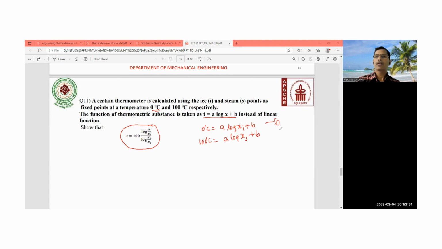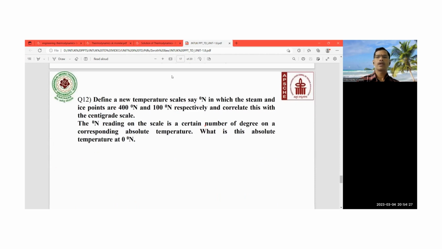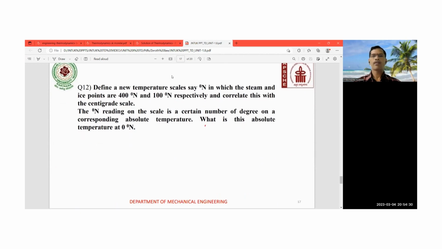So this is equation 1 and this is equation 2. Equation 2 minus 1, you can get the value of a and you can get the value of b. Once after getting the a and b values, substitute in this particular relation, then you can get the final expression like this one. Hope these things are clear to you. So this is one type of problem on the zeroth law of thermodynamics. There is another problem, another variety of problem.